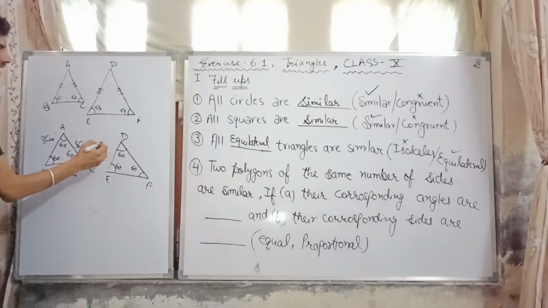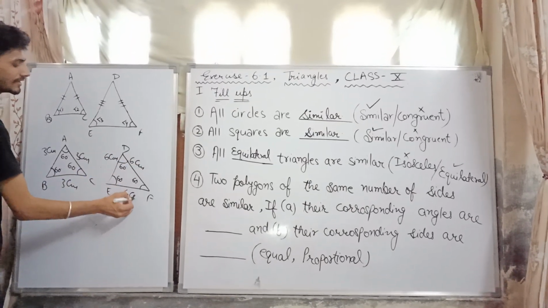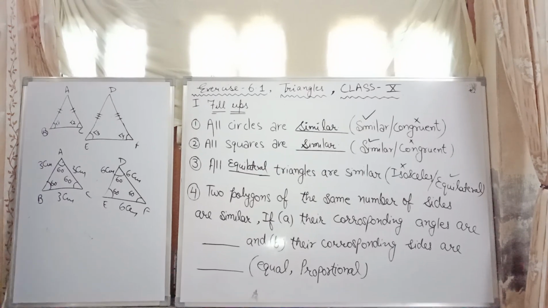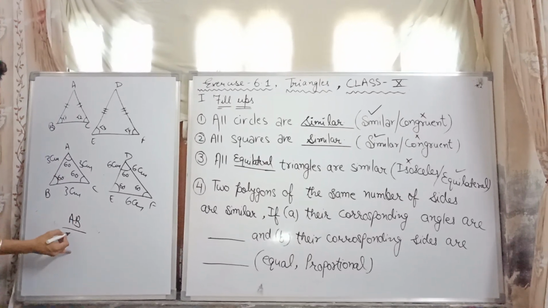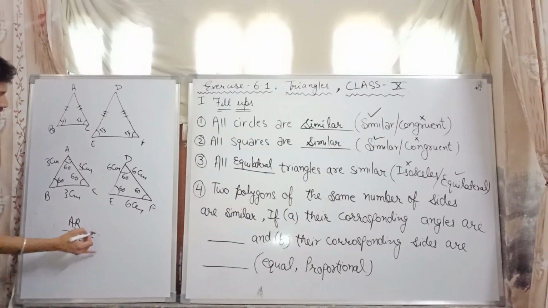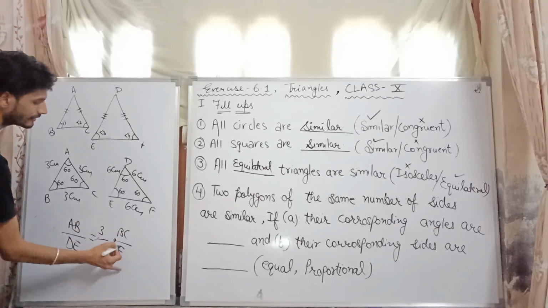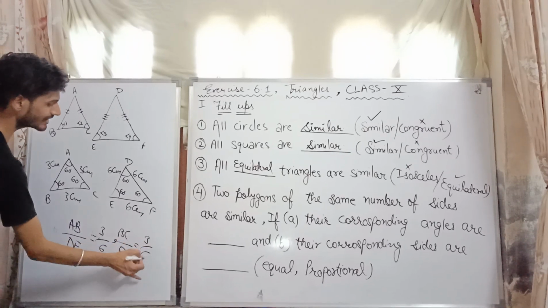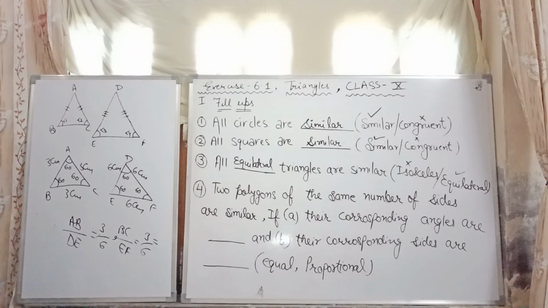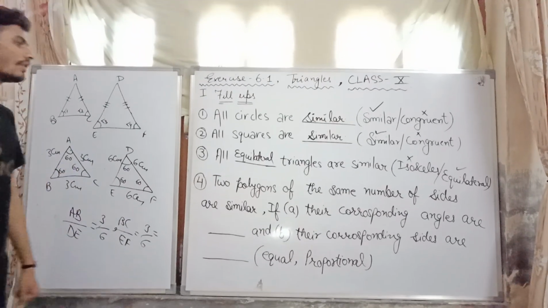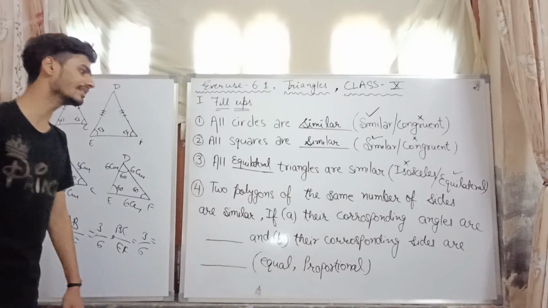In the same case, if I take the example of 6 centimeter side for another triangle, then the proportion for both the triangles will be equal. For example, AB upon DE equals 3 upon 6, for the further side, BC upon EF, which is equal to 3 upon 6, and which is also equal to the remaining side of the triangle. So all equilateral triangles are similar, but not all isosceles triangles are similar.